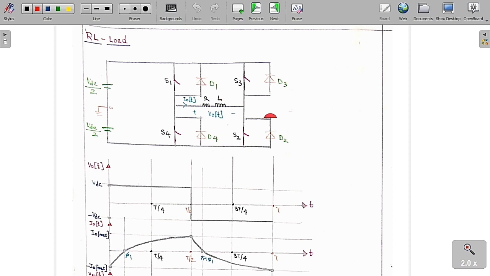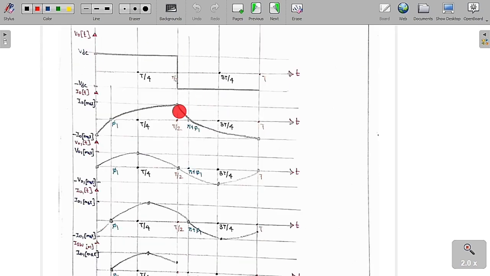Now we are going to analyze this circuit. Irrespective of the load, we get the same voltage: from 0 to T by 2, the output voltage is plus VDC, whereas from T by 2 to T, the output voltage is minus VDC. As it is an RL load, if you give any DC supply to this RL load, the current will be exponential, but the current is going to lag the supply voltage by some angle phi 1.